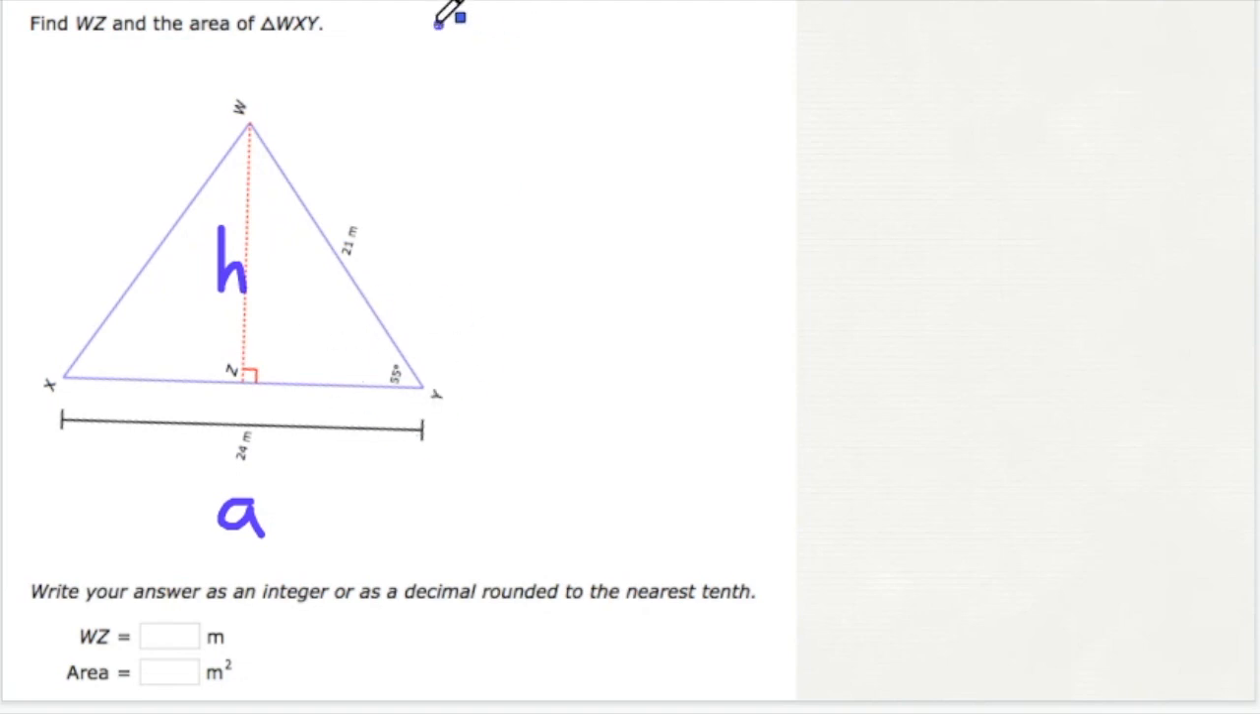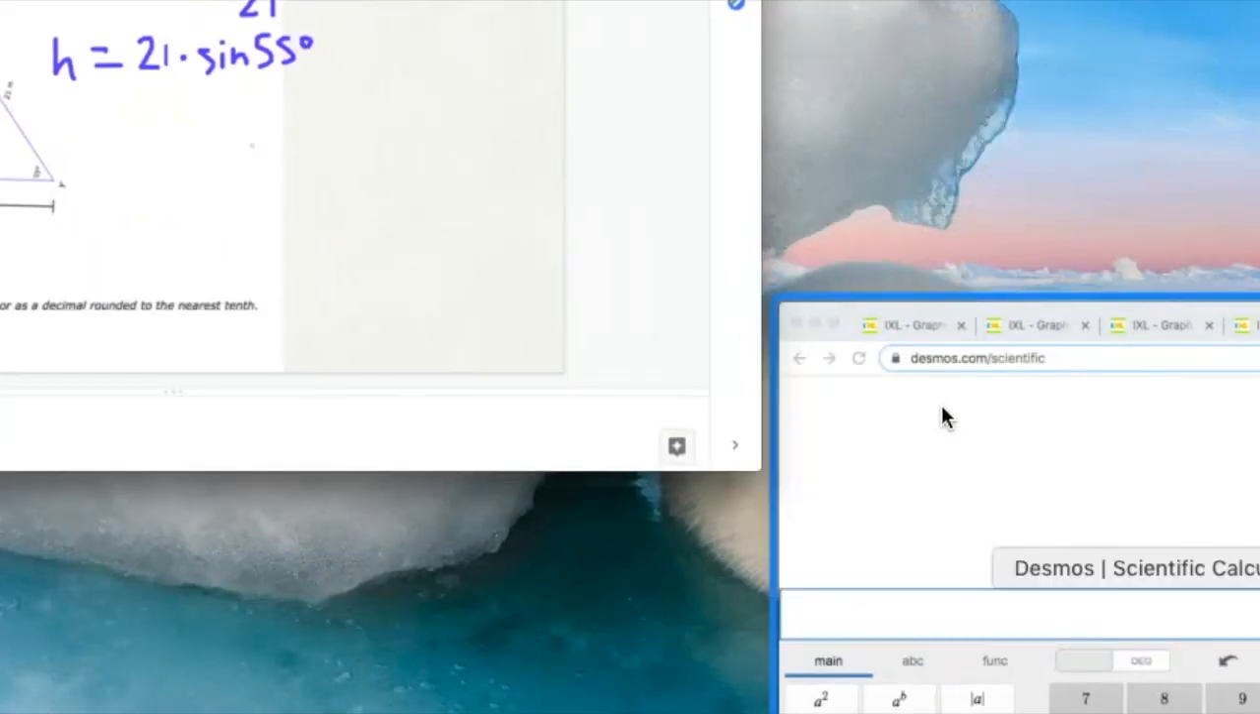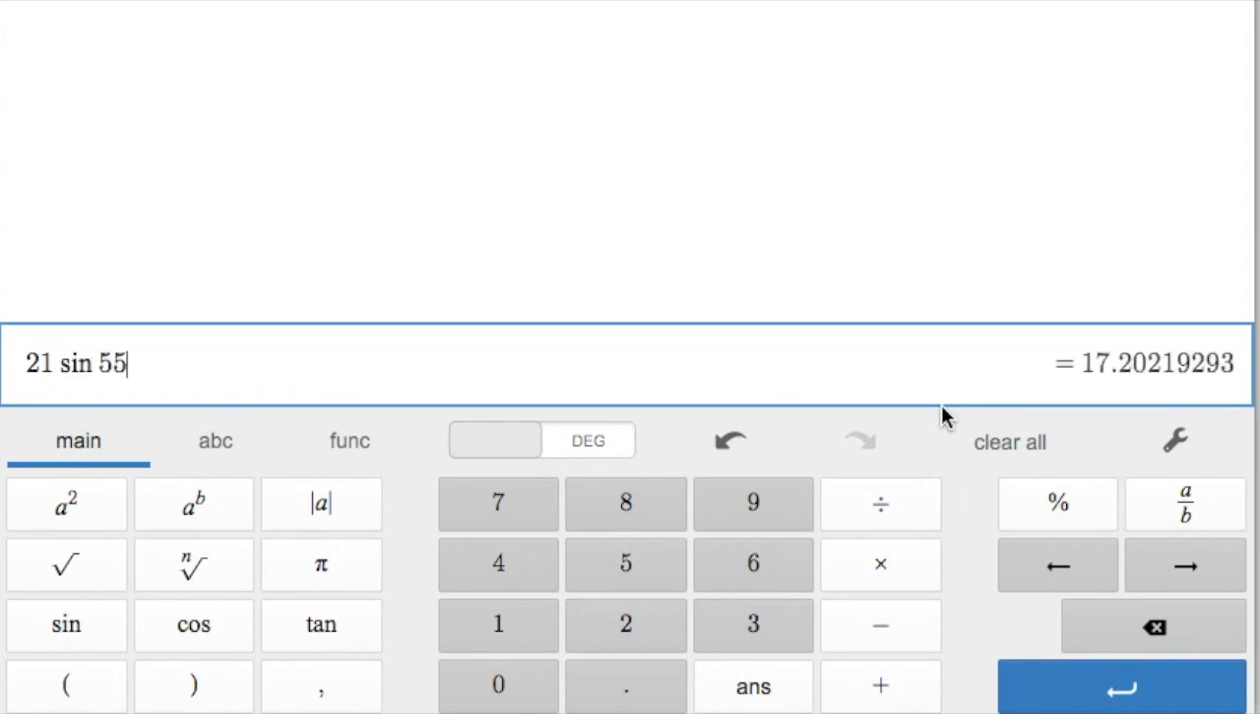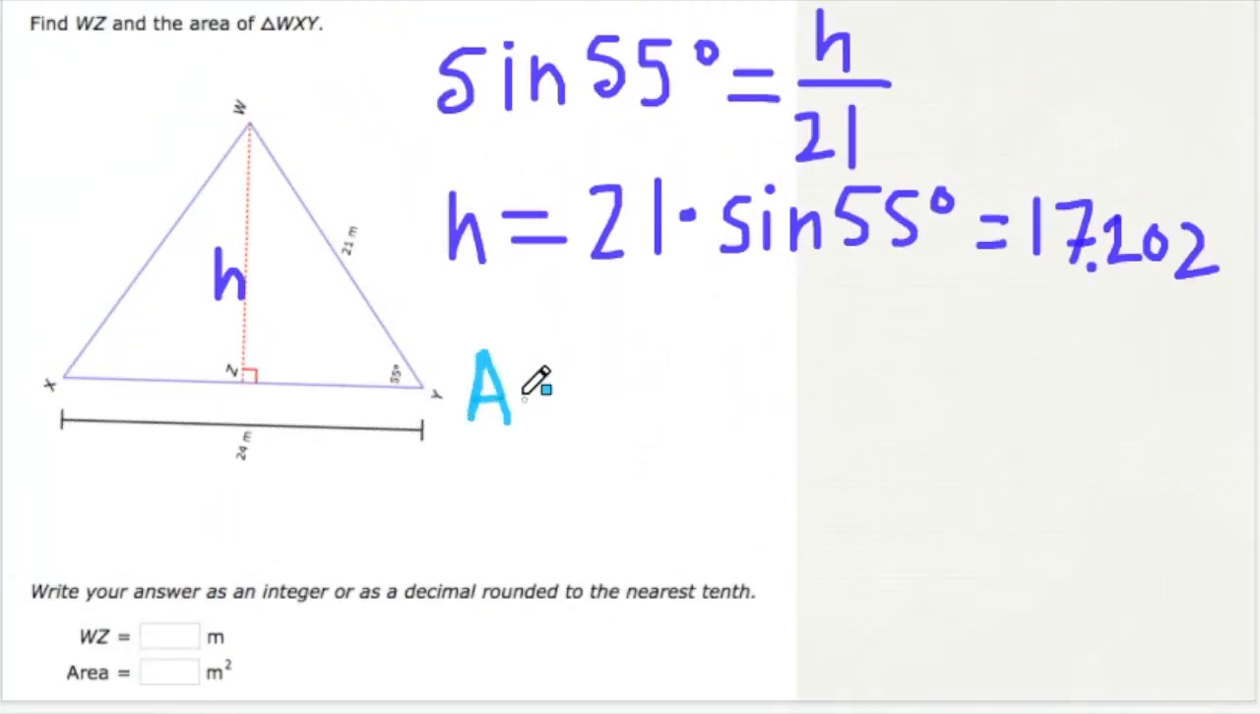We use sine of 55 equals opposite divided by hypotenuse. Opposite, remember, is H or WZ, and the hypotenuse is 21. Now we solve for H, and we have 21 times sine of 55 degrees. Now all we do is type this into Desmos, 21 times sine of 55, make sure you're in degrees, and that will give you H, which is 17.202, and so on.